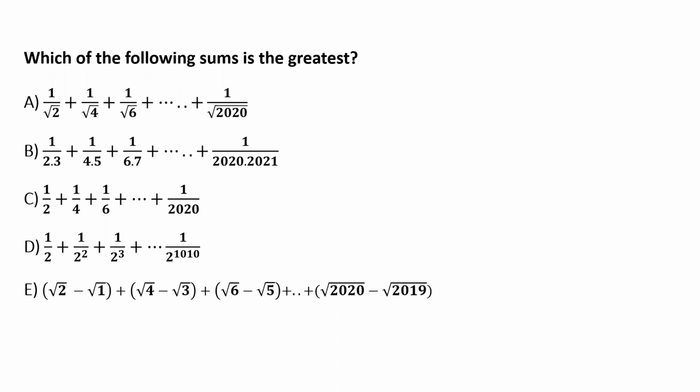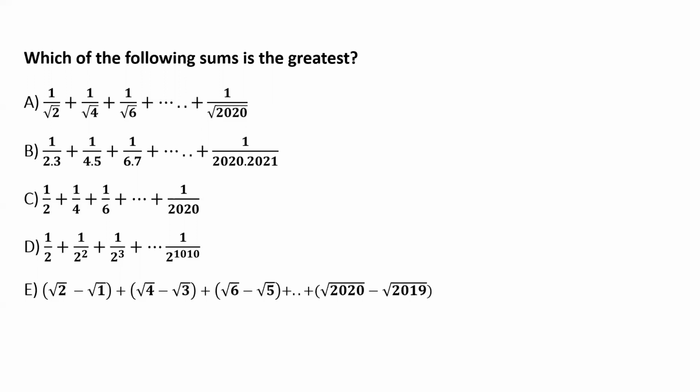For option B, we have the sum of reciprocals of products of two consecutive integers, and these start with 1 over 2 multiplied by 3 in the denominator, then 1 over 4 multiplied by 5 in the denominator, and so on, all the way through 1 over 2020 multiplied by 2021.